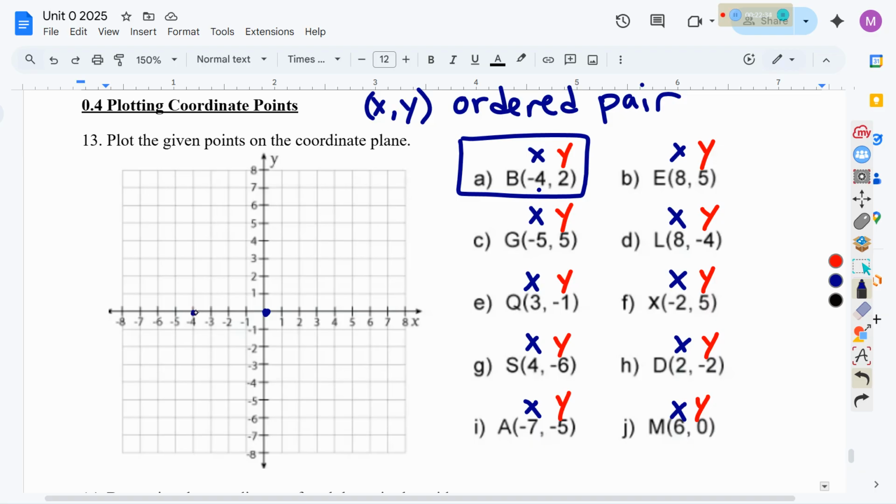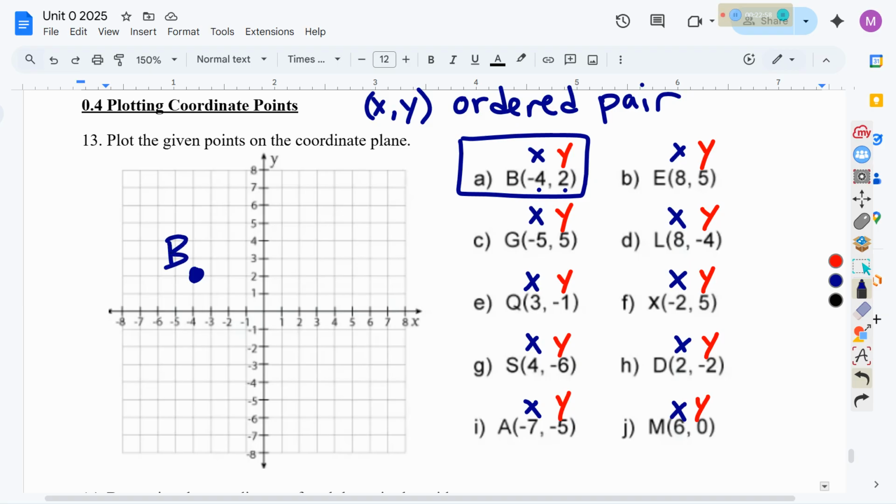So I'm going to go to -4, so I'm right here. Now I want to know, do I go up or down? Since it says positive 2, I know that means I got to go up 1, 2, and I'm going to put my point right there. I'm going to erase everything else that was just there for you guys to see. So again, I start in the middle, I go left 4, and I go up 2, and I put my point there. And I'll name that B.